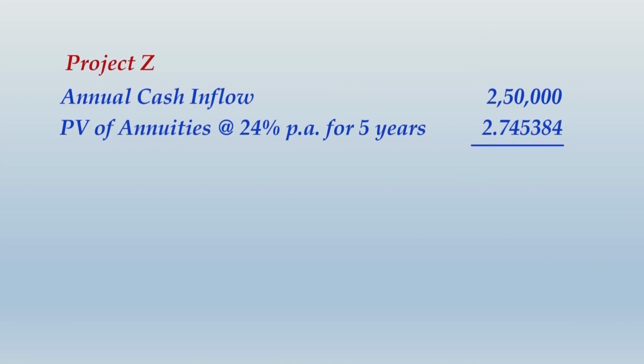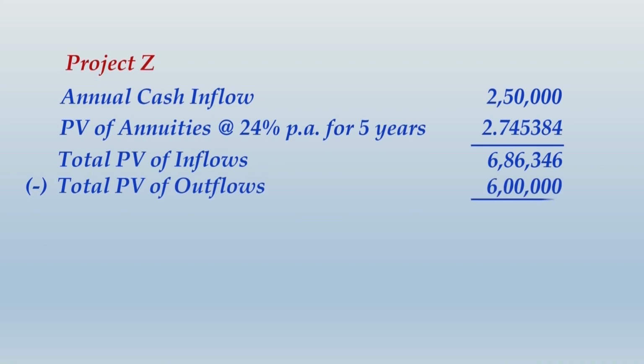Let us move ahead and write up the calculation for project Z. The annual cash inflow is given as 2,50,000. PV of annuities at 24% per annum for 5 years will be 2.745384. So total PV of inflow comes to 6,86,346, and subtracting the initial investment, you get NPV of 86,346.